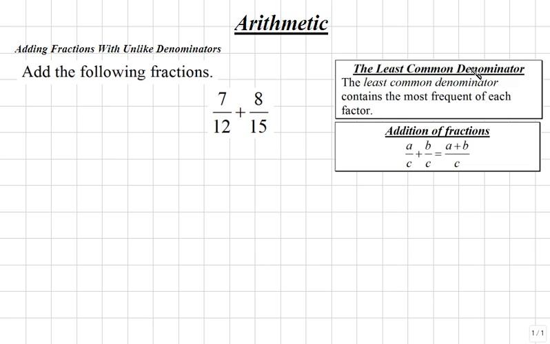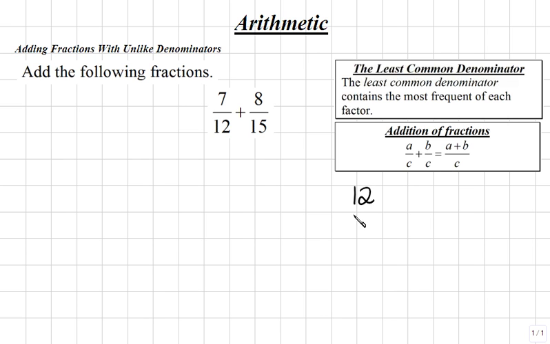To find the least common denominator for our fractions, we'll refer to the information on the right. The least common denominator contains the most frequent of each factor. So let's find the factorizations for each denominator, 12 and 15. To do this, on the right we'll use a factor tree.